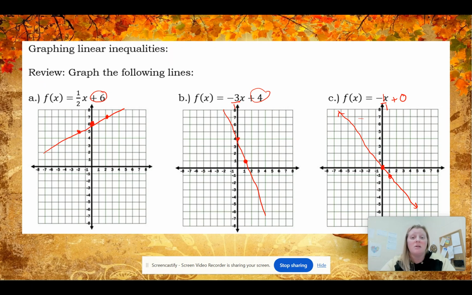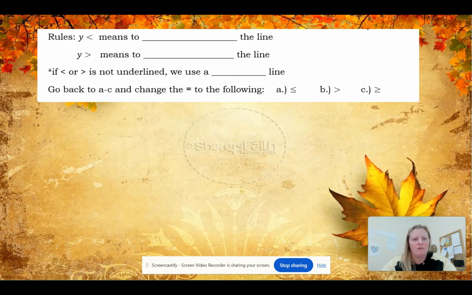So we want to make sure that we can graph lines, because the next thing we do is going to involve something that you might have to change about your lines, and then we have to do some shading.